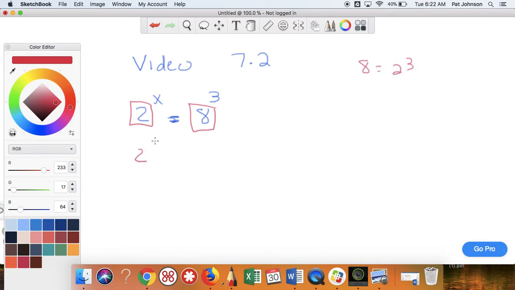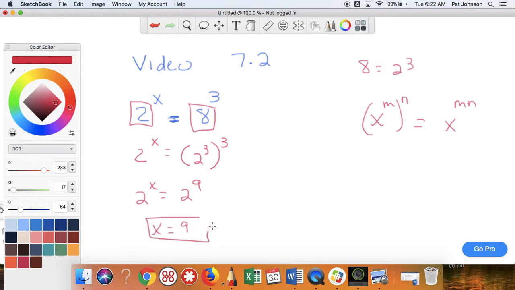So I can rewrite this, using my parentheses, as 2 cubed, and it's still raised to the third power. So now what I have here is a power raised to a power rule, which says I just multiply the powers. So 3 times 3 is 9. So now I have 2 to the x equals 2 to the 9. Since my bases are the same, x equals 9. And there's nothing more to solve for.